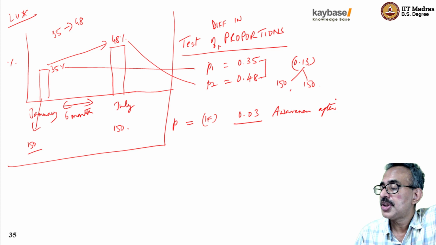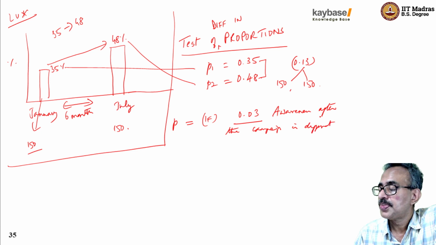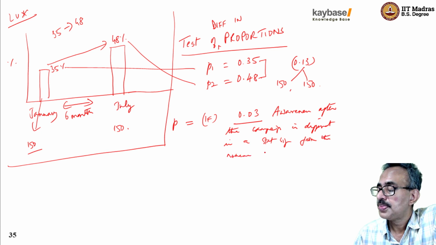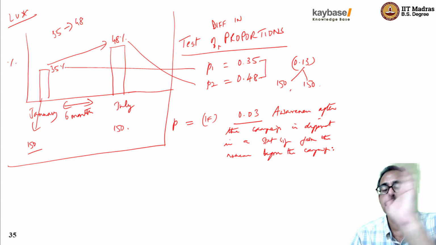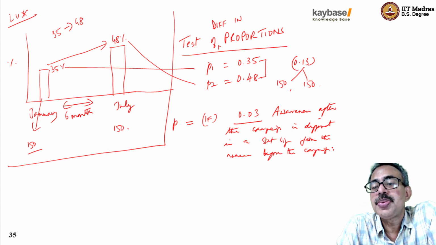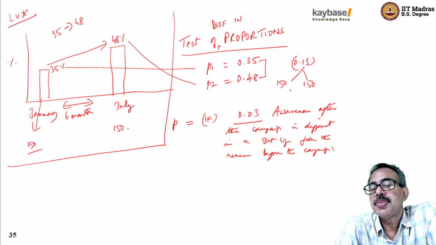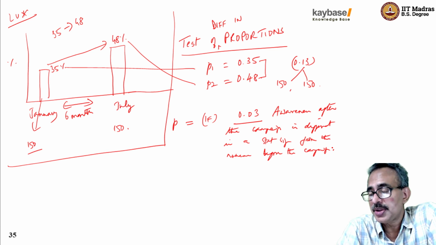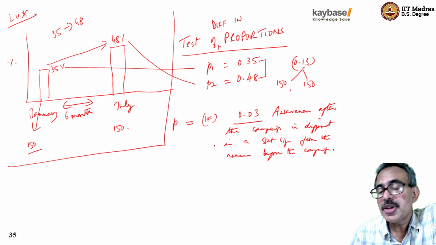after the campaign is different, in a statistical significance sense, from the awareness before the campaign. All the test is telling you is that the two awareness figures, pre and post awareness, the difference between them is statistically significant. Now, is that difference because of the campaign?